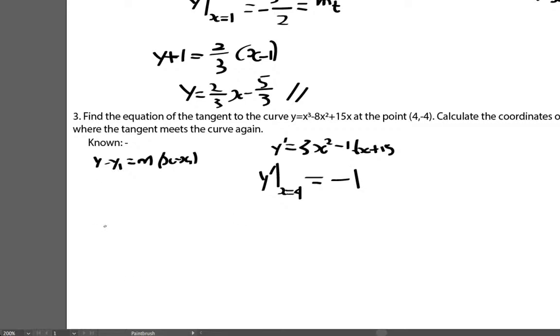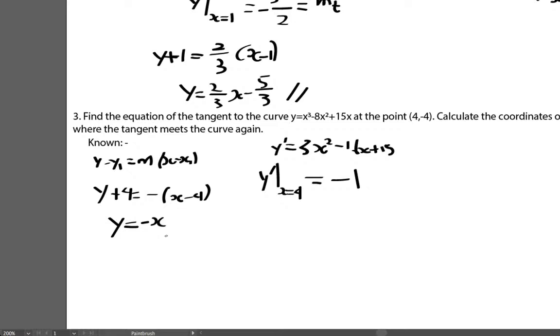Good. So plugging the numbers in, you get this negative 4 here, which makes this a plus 4. Y plus 4 equals negative of x minus 4. So you'll figure out that y equals negative x. Very good. But this is not the question that we want to solve. We want to find the coordinate of the point where it crosses again. How would we actually solve this problem?